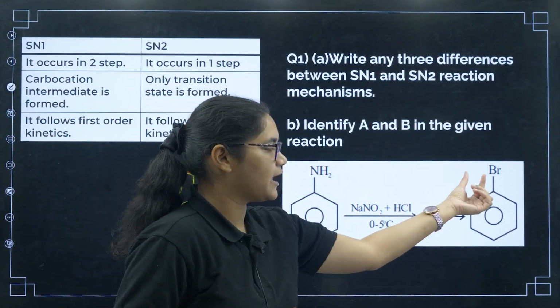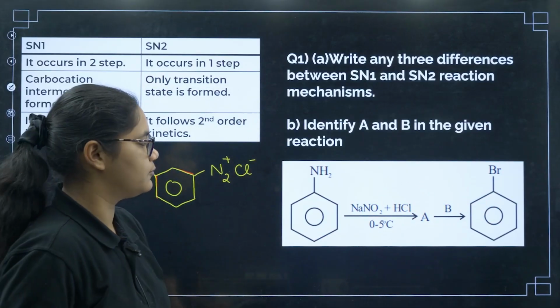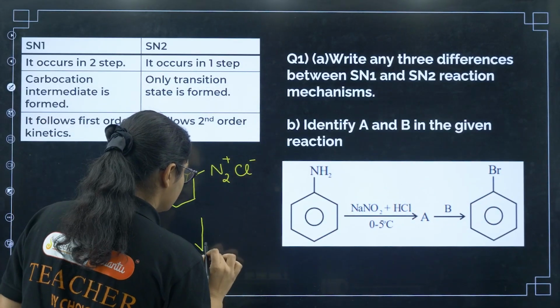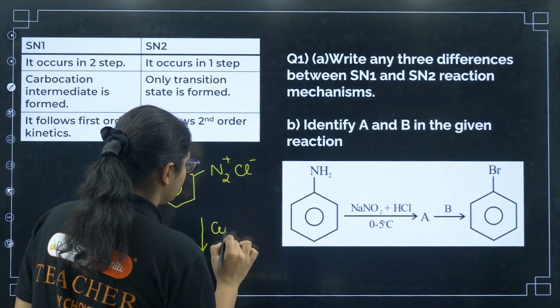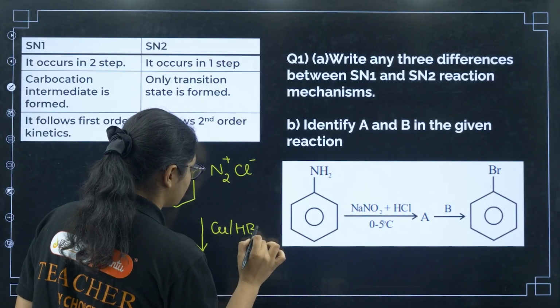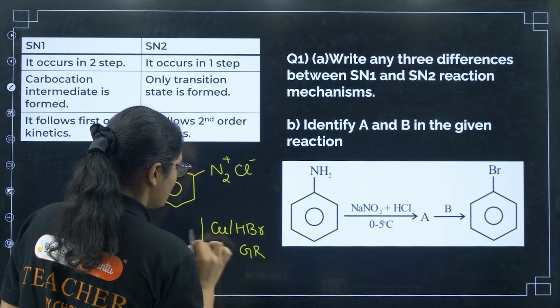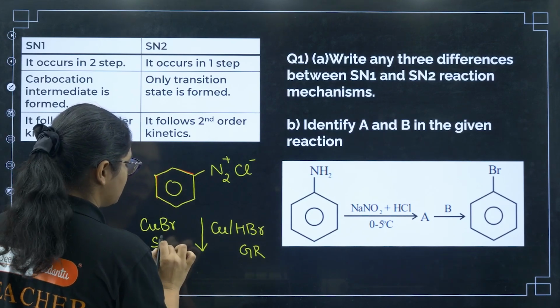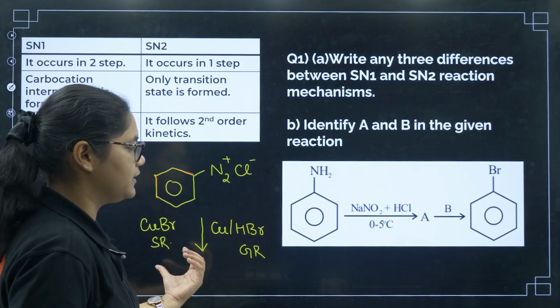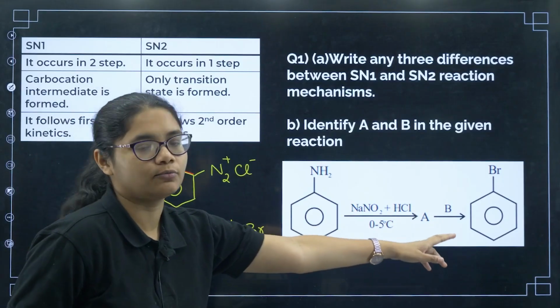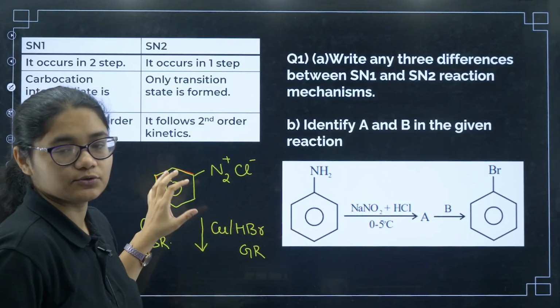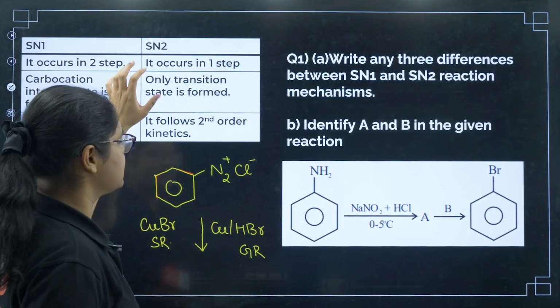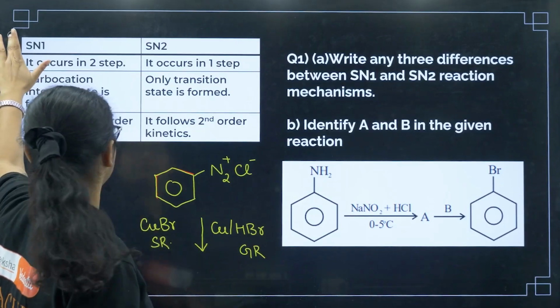Next, after that we have bromobenzene. We want bromobenzene. So for that you can take Cu and HBr. This is also possible. This is your Gattermann reaction. Or you can also take CuBr, that is your Sandmeyer reaction. So any one you can take. That will also give you bromobenzene from benzene diazonium chloride. So this carries 3 marks, this carries 2 marks, and you will get 5 marks.